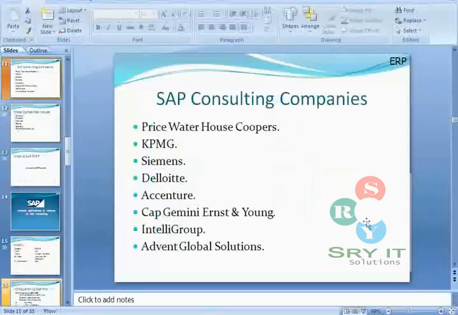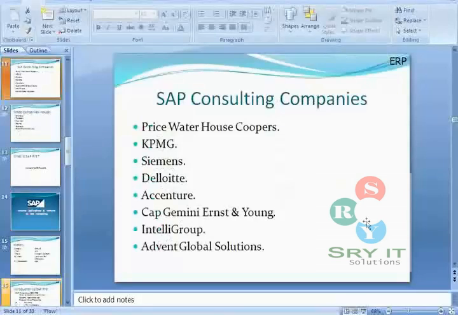The second one is consulting-based firms. They are the mediator between SAP AG and the customer. These are IT organizations for whom SAP is not their own product. They sell the SAP AG product in the market as partners, and they are the service providers to the clients. So you can get opportunities to work in these organizations.